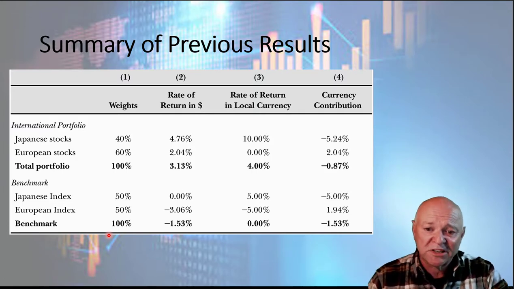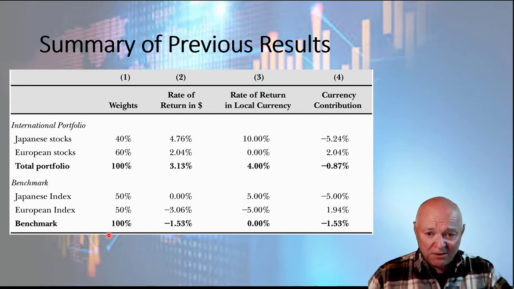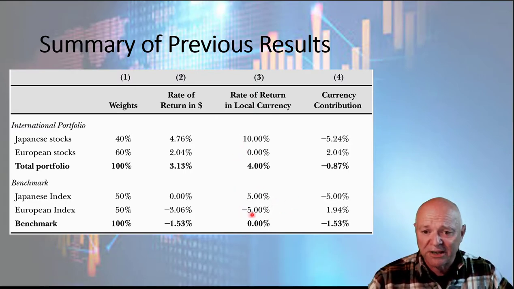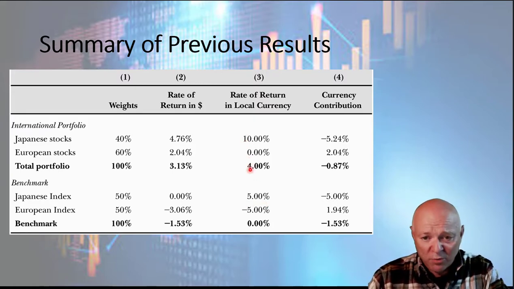We significantly outperformed. The rate of return in local currency, well, the currencies moved during this period, and they moved in Japanese yen by 5%, and they also moved in euro. Our rate of return in local currency was 4%. Their rate of return was 0%. Whatever they gained by investing in the Japanese market, they lost by investing in the European market in local currency.